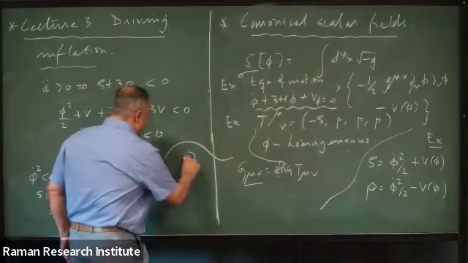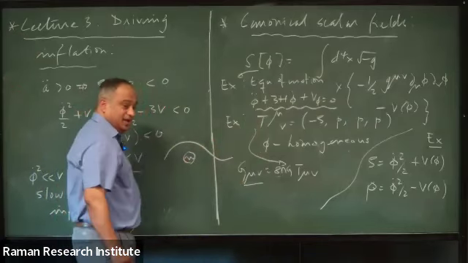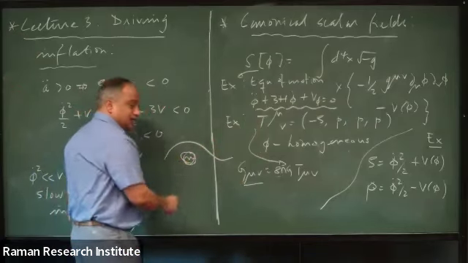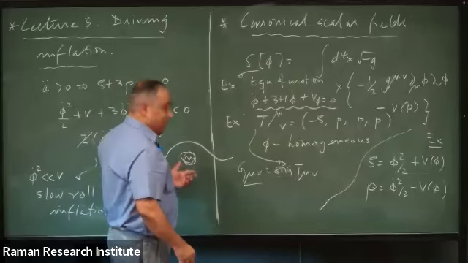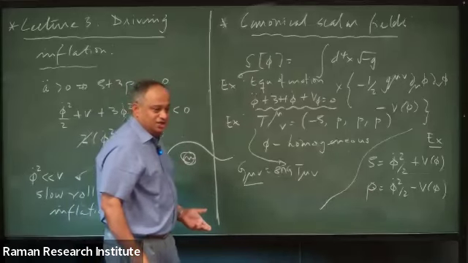But if this is the wavelength of the perturbation, and this is my causally connected region, right? Okay, I can impose well-motivated initial conditions.